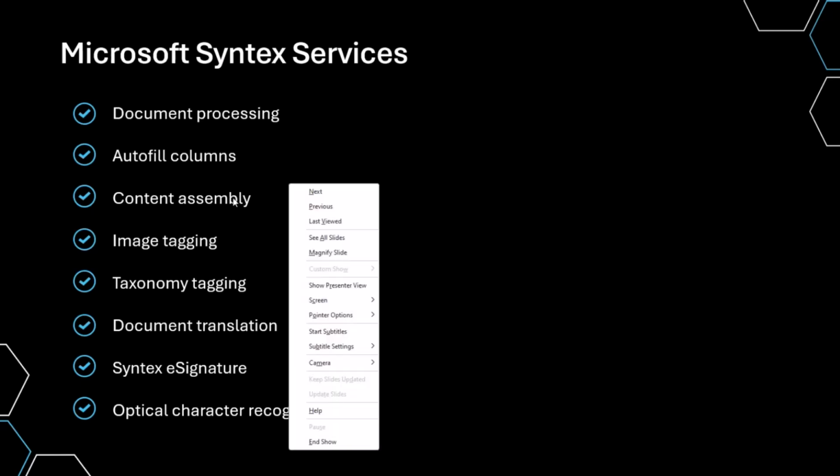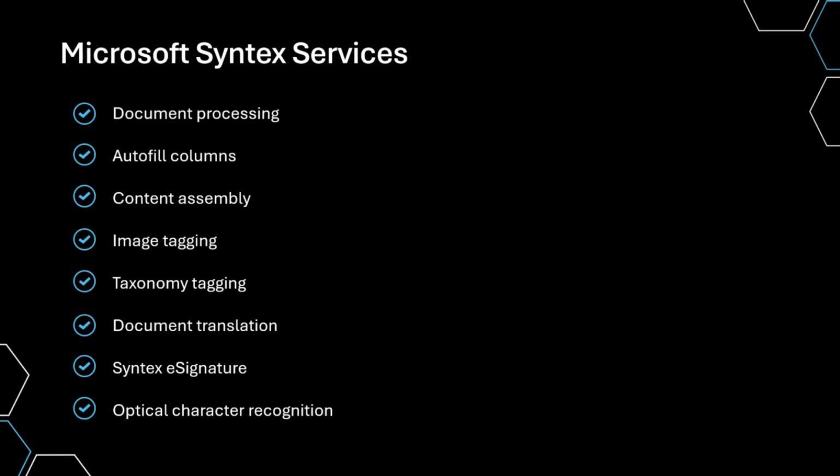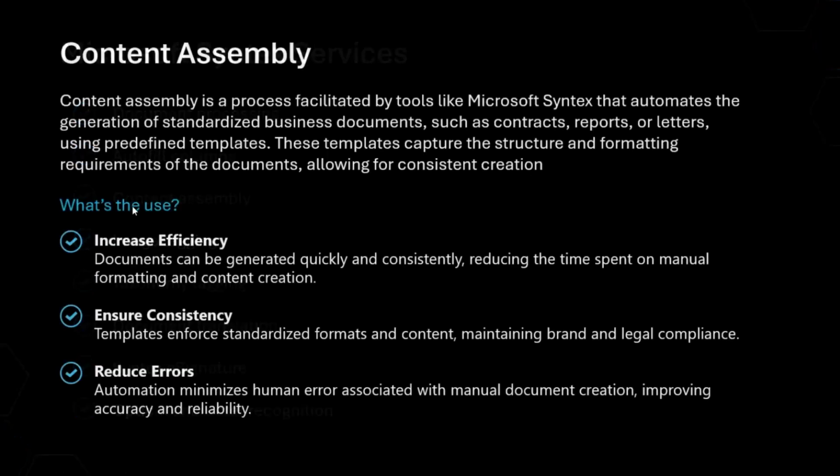Then we have a few services called content assembly, image tagging, taxonomy tagging, and others. Our major goal is content assembly only. In content assembly, just imagine one scenario: you are creating contract documents for your client. There are a lot of processes. First the client is onboarded, then we have to generate some SOW templates. Then once the client is finalized, we have to send a contract.